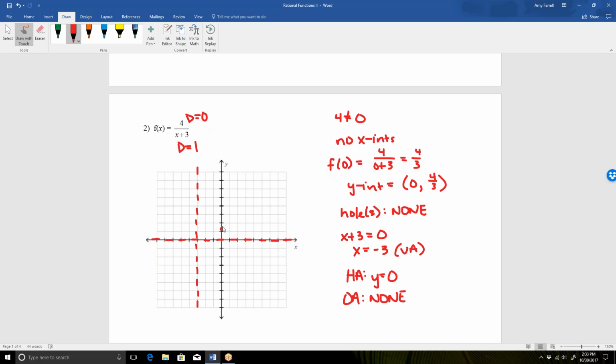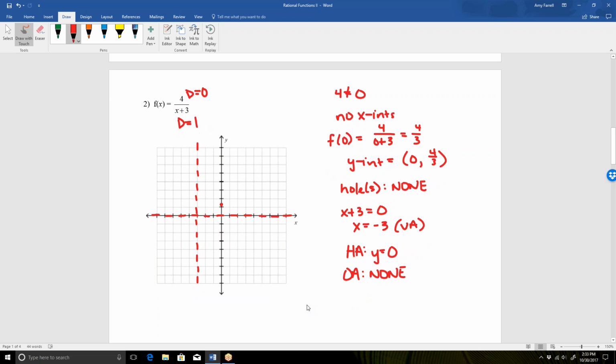I can tell that the curve must be up here because I have a point up there. So I must have a curve up here. But if you'd like, you can find a few more points. Maybe I'll find f of -1. So f of -1 is 4 over -1 plus 3. That would be 4 over 2, which is 2. That means that the point (-1, 2) is on our graph.